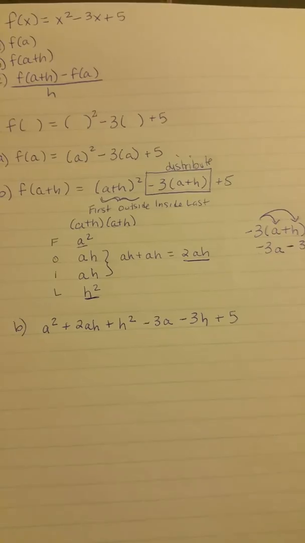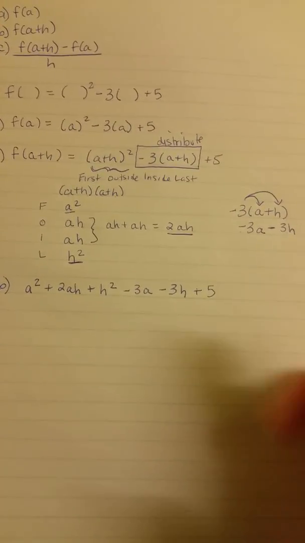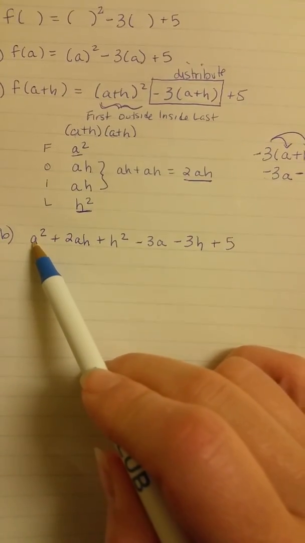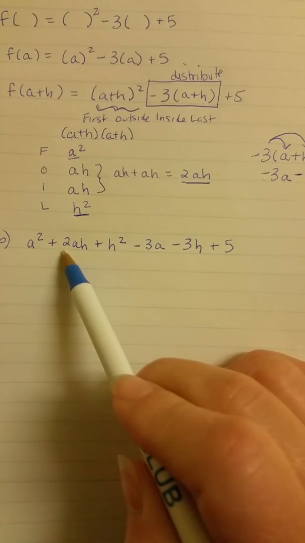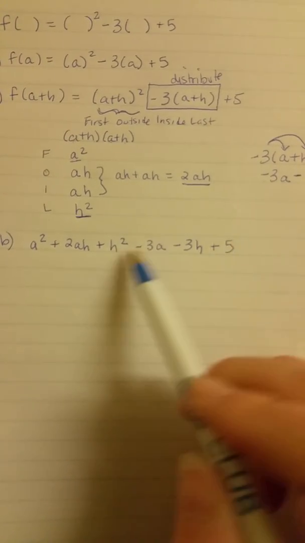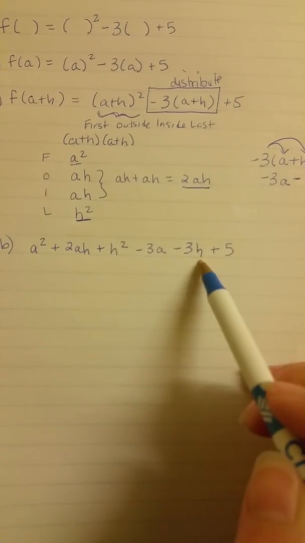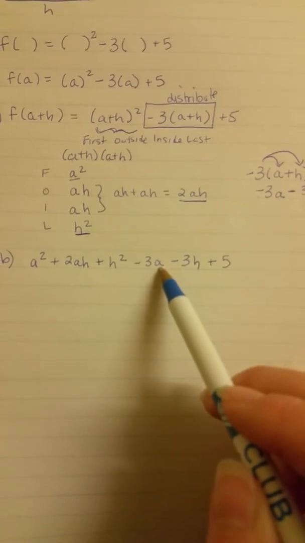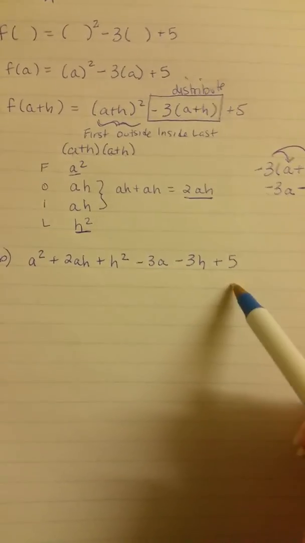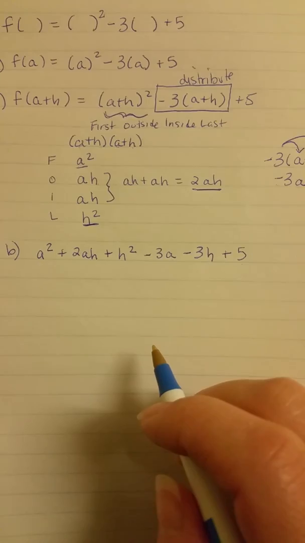And then as you look across, you've got an A squared, nothing else like it. An AH, nothing else like it. H squared, you've got an H over here, but not a squared. A, an H, so nothing is a like term, so that's really as far as you can go.